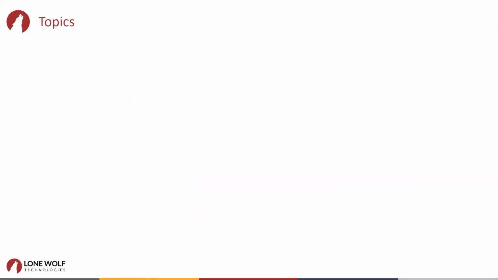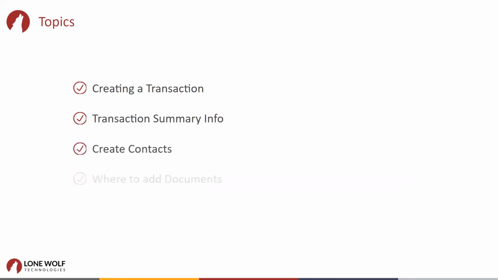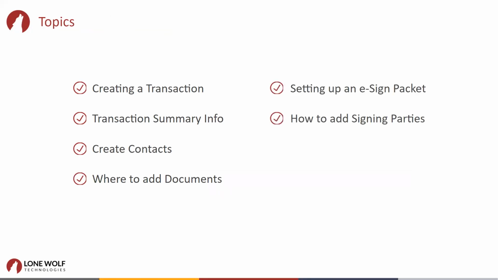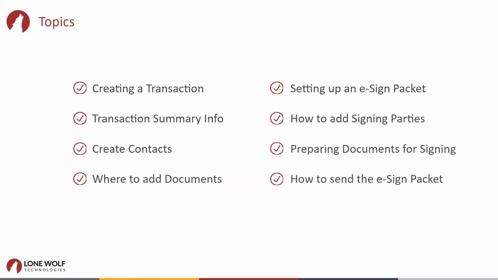Excellent. Topics today include creating a transaction, transaction summary info, creating contacts, where you're going to be able to add your documents and forms in the system, setting up an e-sign packet, how to add your signing parties, preparing documents for signing, and how to send out that e-sign packet. So we're going to be going through a lot of great details within the program, really digging in and understanding the different sections of the TransactionDesk system when it comes to creating your transactions.